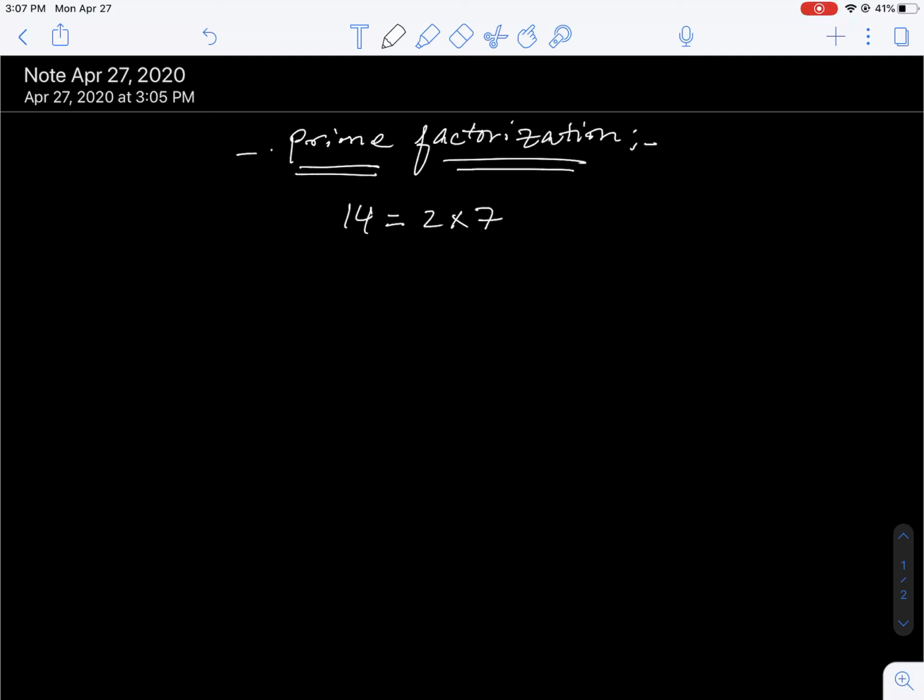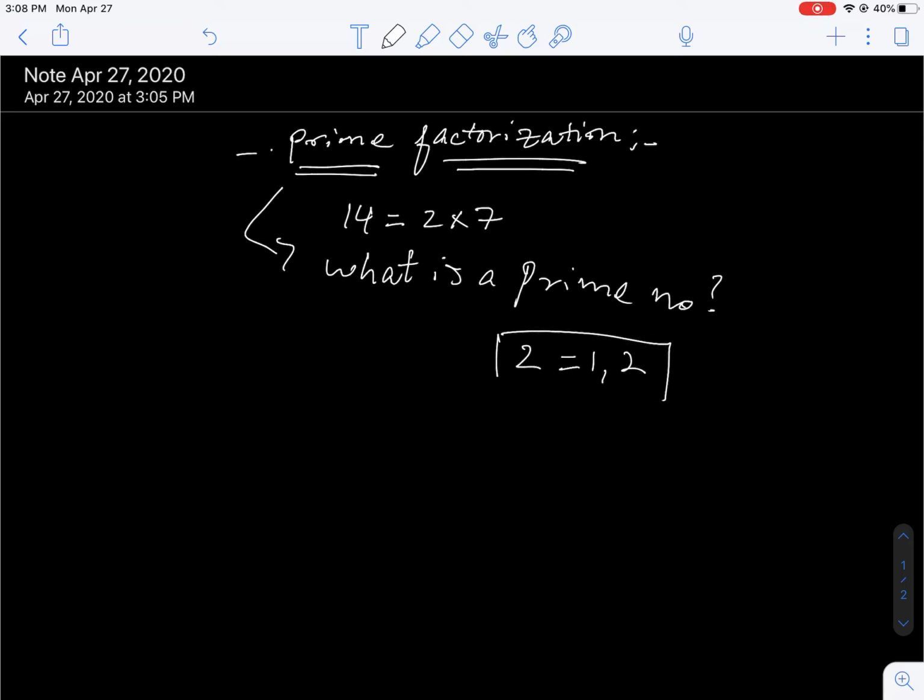Now the question is, what is a prime number? A prime number is that number which can be divided by 1 and by itself. It has to be greater than 1. So what do I mean by this? Let's take 2. We can divide 2 by 1 and we can divide 2 by 2. So this is a prime number.